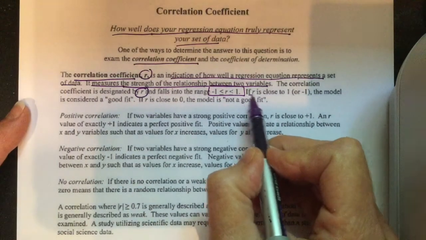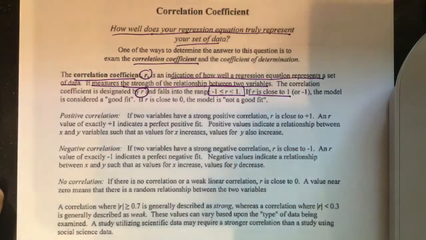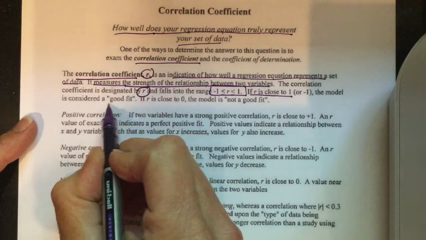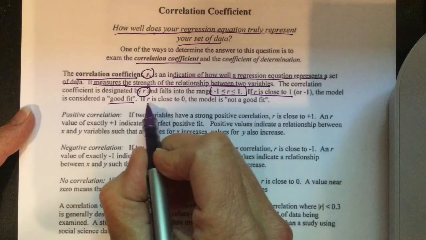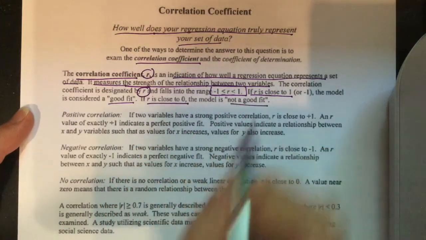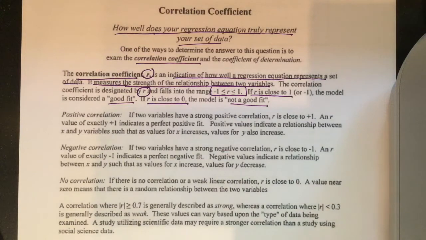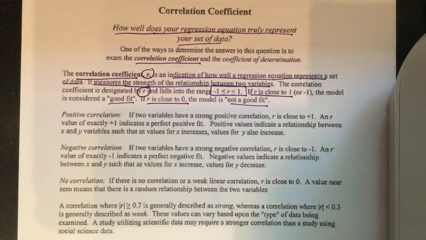If r is really close to 1 or close to -1, we're going to say that that equation is a good fit for that data set. If r is close to 0, then we're going to say that equation is not a good fit for that data set. So just like before when we looked at our scatter plots and we said, is there a positive correlation or a negative? We can do that same thing with the r value.